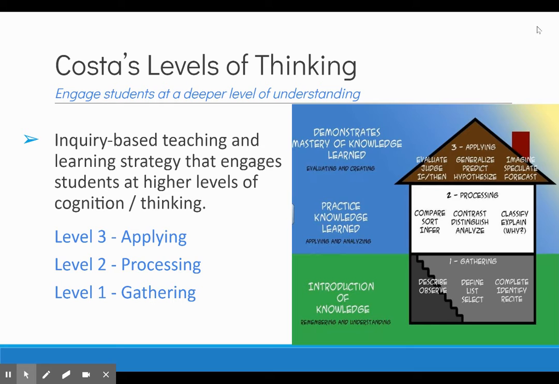At the very top, the roof, is where students are able to go beyond the concept and create and apply it to new situations. Also known as level 1 gathering, level 2 processing, and level 3 applying.